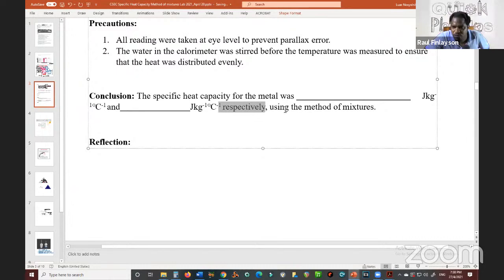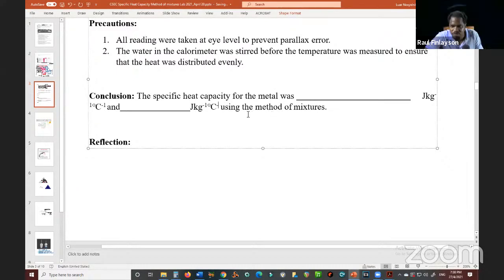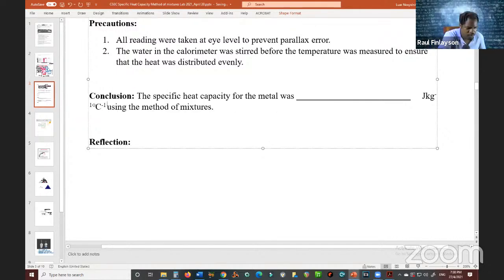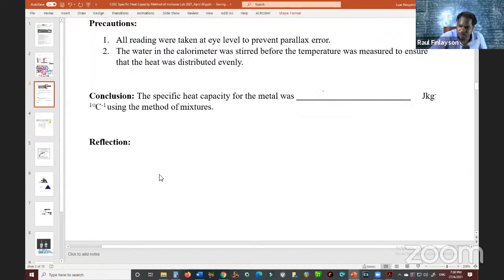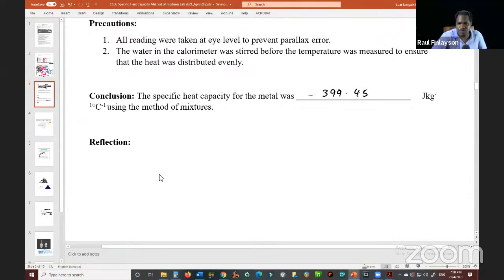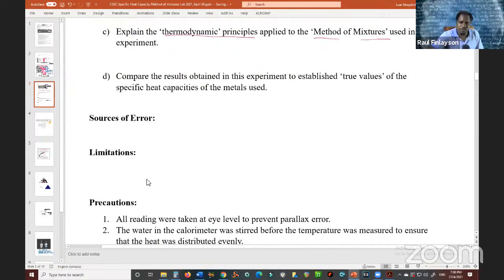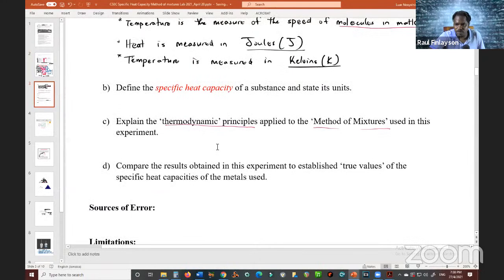All right. And it's actually using the method of mixtures. All right, we can also remove this one as well. All right, so this 399 won't be here. 399.45. And in fact, you can put the negative there. And then of course, the right reflection after that. Precautions there stated, sources of error, and all of these need to be completed.